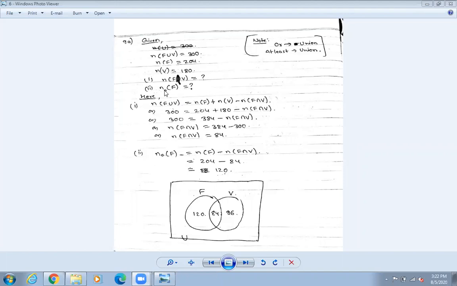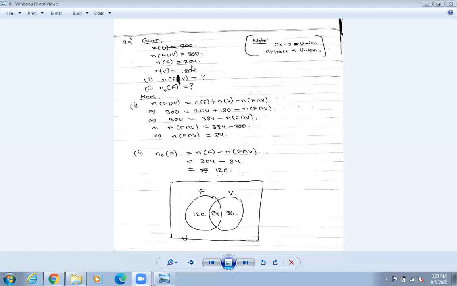That means the intersection is 84. Now what is the value of only F? What is the formula of only F? Only means always subtract the intersection. So only F equals NF minus F intersection V. Always remember, only C means NC minus the intersection. Always subtract the intersection if there is only.